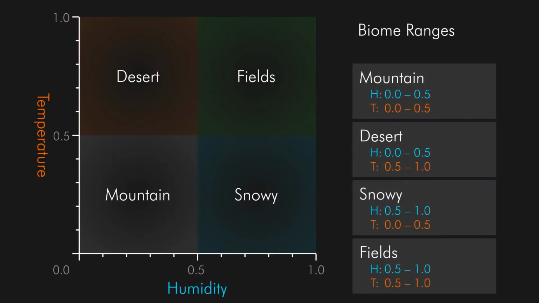I prepared this little drawing to visualize it. So I set up 4 biomes like so. At low humidity and temperature, I will have the mountains. At low humidity but high temperature, the desert. At high humidity and low temperature, the snowy biome. And at high humidity and temperature, the fields. This is not how biomes are distributed on our planet, but for a simple demonstration it will suffice.